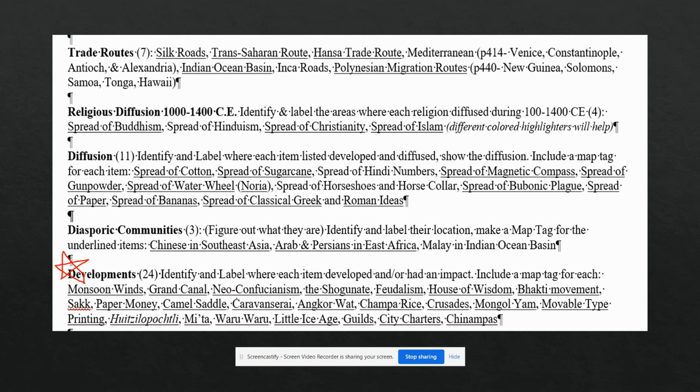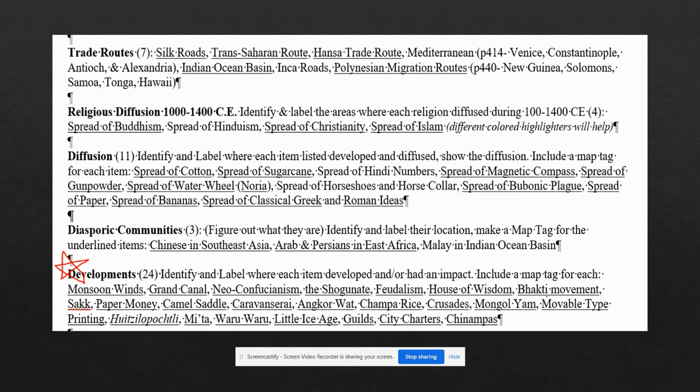Grand Canal, that's going to be drawn in. Neo-Confucianism, you've got to come up with some symbol for where it started. Okay, anywhere you stick it into that place. Okay, you have the shogunate, that's in a different spot. Okay, feudalism, which could be in two different spots. You might get creative and make sure you identify the two, because oftentimes there's a comparison: how did feudalism in one place, and how did feudalism in the other place, how were they similar and different? House of Wisdom, dude, you know this one, okay?